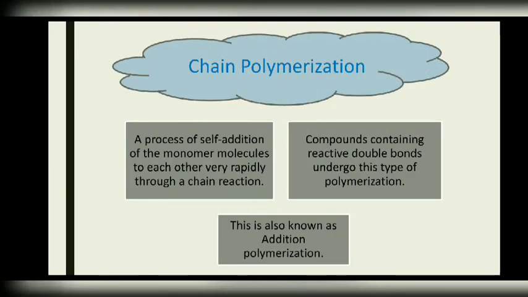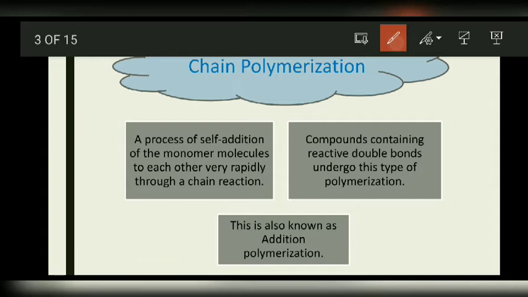Chain polymerization is a process of self addition of monomer molecules to each other very rapidly through a chain reaction. Here, there is no formation of byproduct. What type of compounds undergo this chain polymerization? The compounds containing reactive double bonds undergo this type of polymerization.